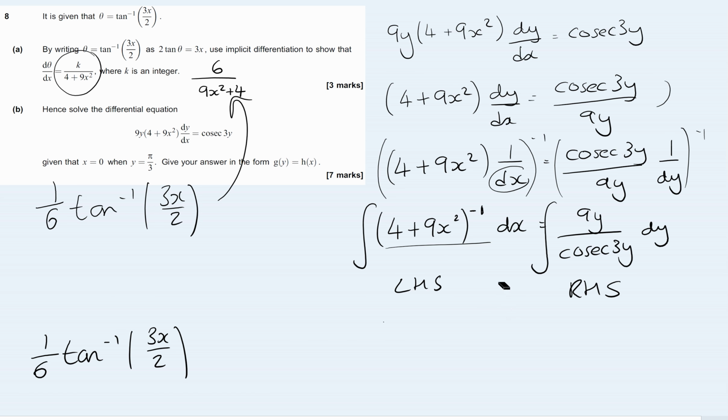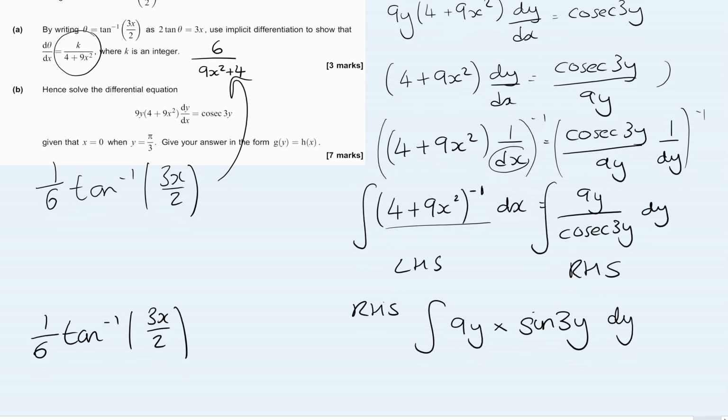Now let's worry about the right hand side. Now the right hand side is a bit more standard. Okay, I want to rewrite it though. So I want to integrate 9y multiplied by, now cosec is 1 over sine, but 1 over cosec is just sine 3y. So 1 over cosec is the same as 1 over 1 over sine, which is the same as sine. Okay, so I'm integrating that with respect to y. So let's give ourselves a load more room.